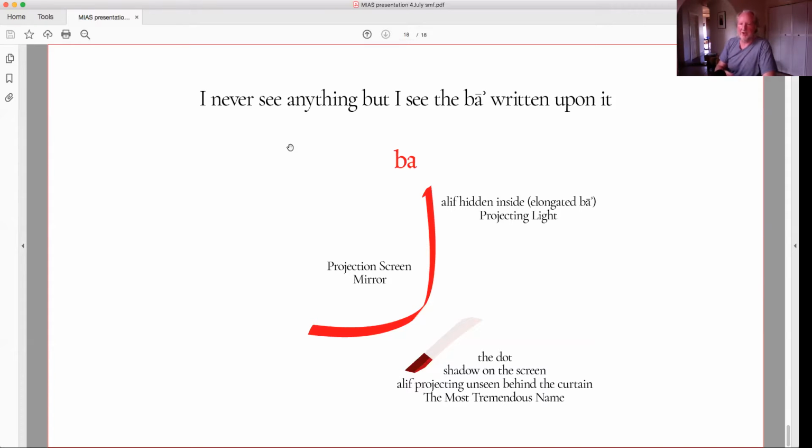And this is the imagery also of the mirror, of the metaphor of the mirror. So this projecting light, this Aleph hidden inside, projects and glows out onto this Ba, which is a projection screen. And then from this projection, we have a dot. We have a shadow on the screen. We are the shadow on the screen. Projecting light, hidden, hits the screen. We are the dot. So we are the shadow of that screen. We are the dot on that screen.